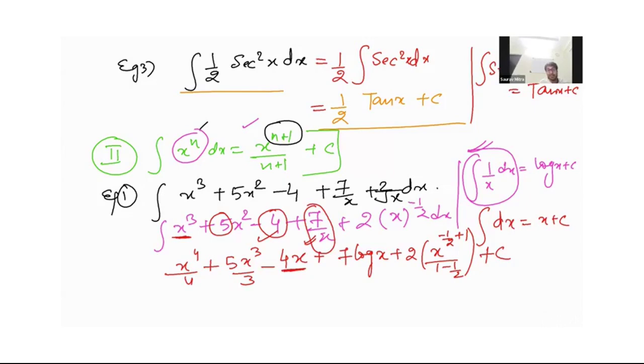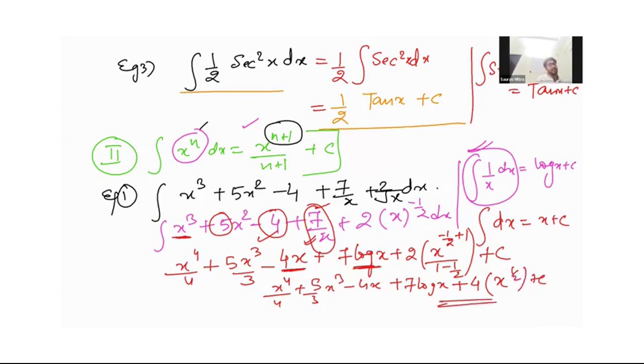7 by x. We will not integrate the 7, we will integrate 1 by x, and we know the integration of 1 by x is log x, plus 2 x to the power minus half. We will apply the power rule here. So we will get our answer like this. In simplified form, we write x to the power 4 by 4 plus 5 by 3 x to the power 3 minus 4x plus 7 log x, and 1 minus 1 by 2 is 1 by 2 in the denominator. This 1 by 2 we take to the numerator, so we have 4 x to the power half plus c. Clear?